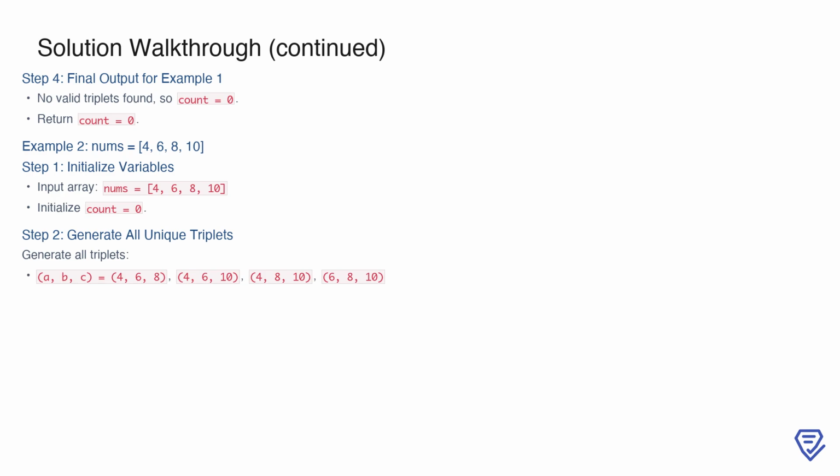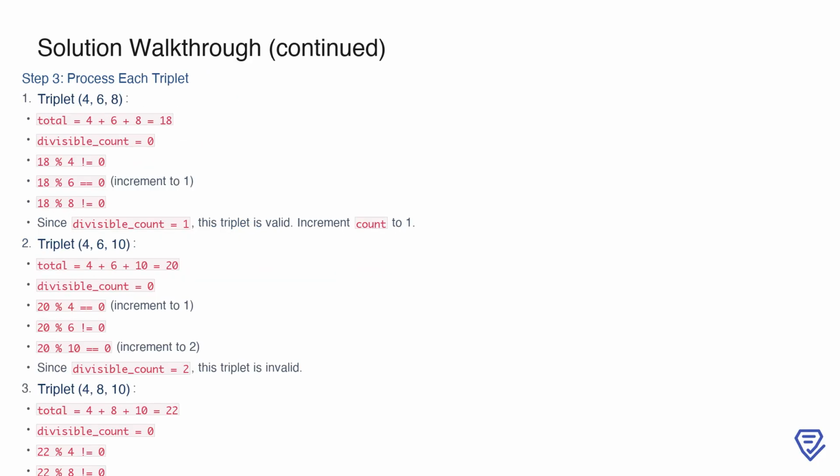Now, let's move on to the next example with the input array nums equals 4, 6, 8, 10. Starting again, we initialize count equals 0 to track valid triplets. Using combinations, we generate all unique triplets where A less than B less than C. For this array, the possible triplets are 4, 6, 8; 4, 6, 10; 4, 8, 10; and 6, 8, 10. We'll evaluate each of these triplets to check if they meet the criteria for being valid. Let's process the first triplet, 4, 6, 8.